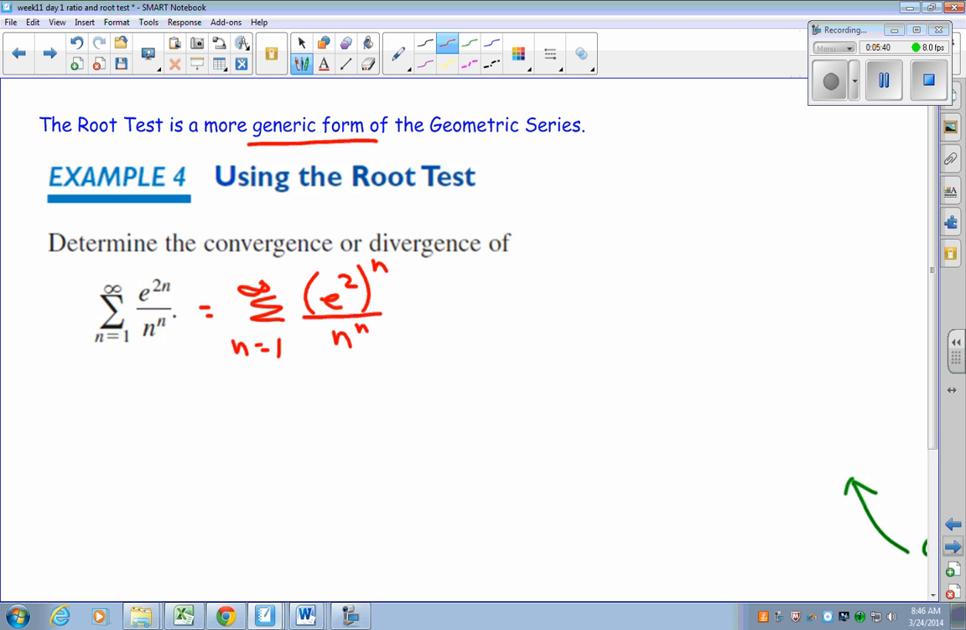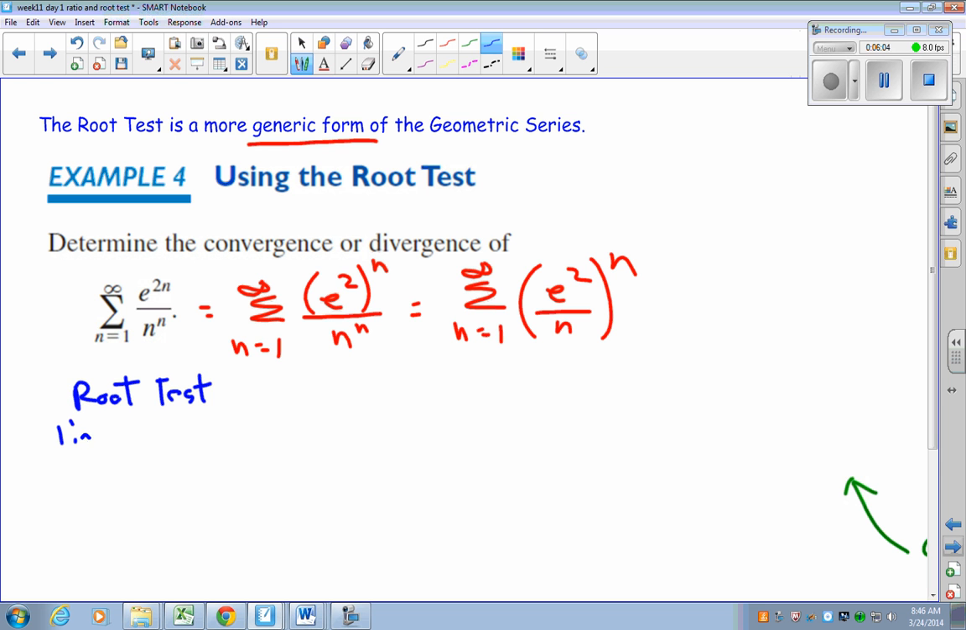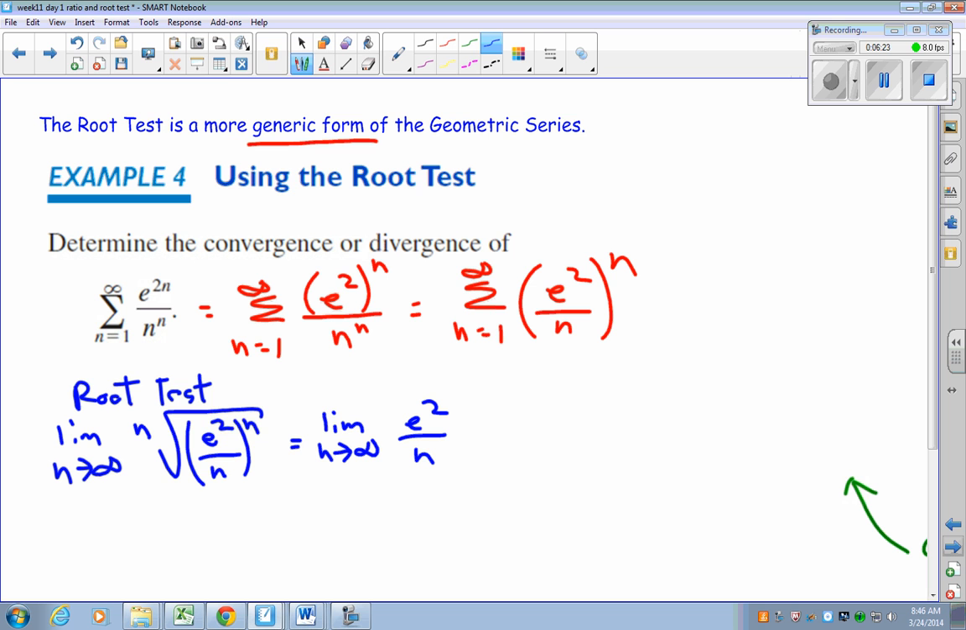Notice all I did was break up that exponent and say e squared to the n. The reason I want to do that is now I have e squared over n, all to the n. Since it's all to the n, we are going to do the root test. With that root test, we'll say the limit as n goes to infinity of the nth root of e squared over n to the n. The nth root of everything raised to the n is just the stuff on the inside. And since n is going to infinity there, that goes to 0, which is less than 1, which is absolute convergence.